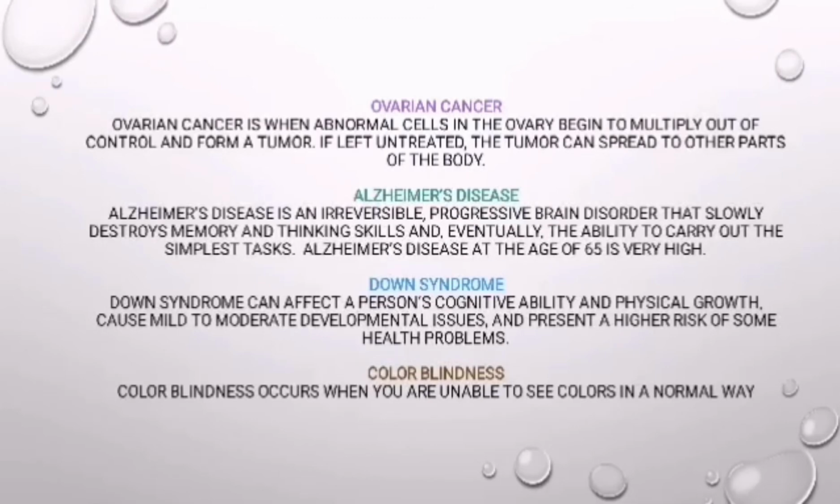Down syndrome. Down syndrome affects a person's cognitive ability and physical growth. It causes mild to moderate developmental issues. The next one is color blindness. Color blindness is when you are unable to see colors in a normal way.